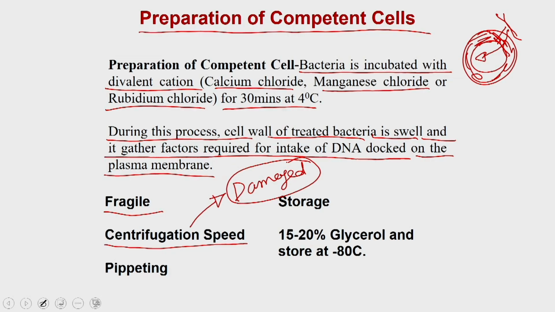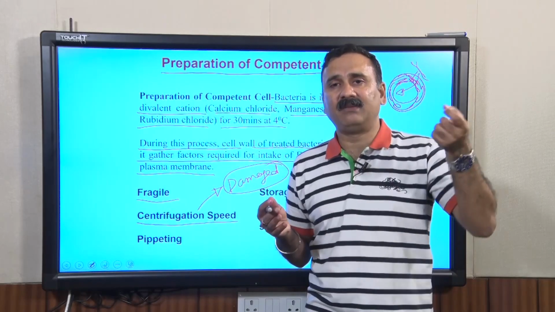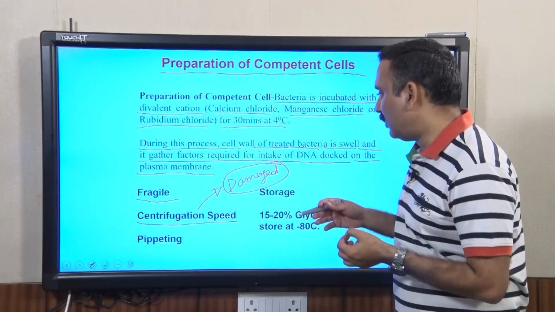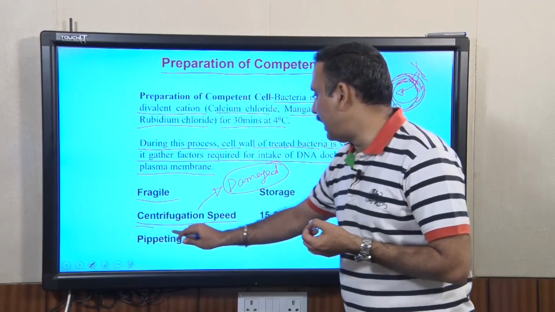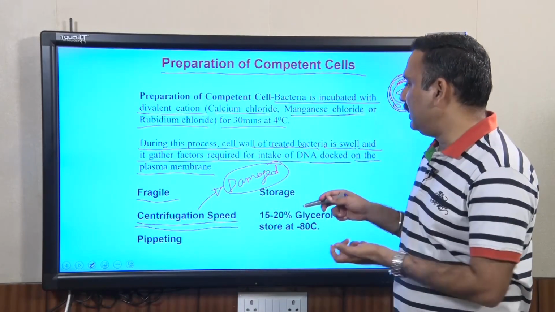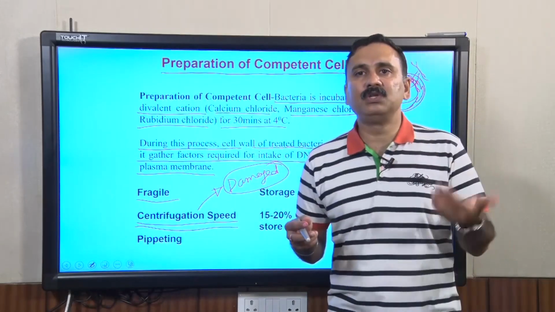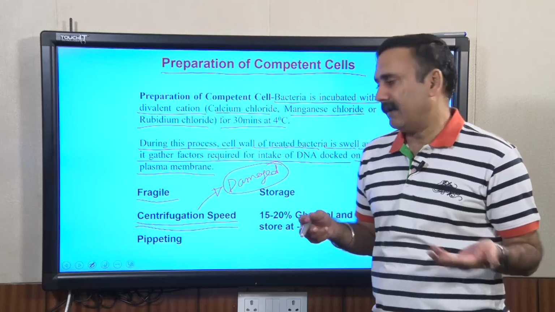So, you swell to such an extent that the plasma membrane, the DNA is getting access to the plasma membrane. Because of that, if you spin it at a very high speed, the high speed spinning is going to give them shear stress, and that will eventually lyse the bacteria.